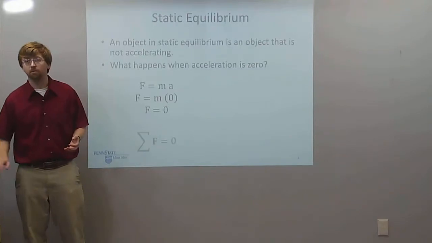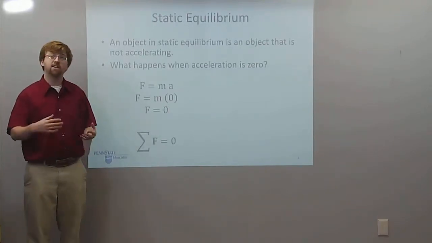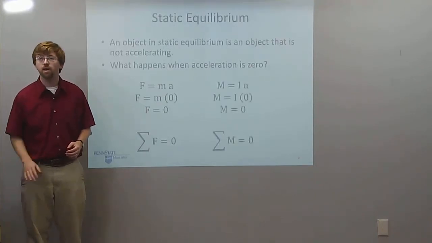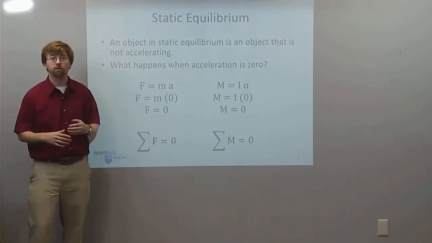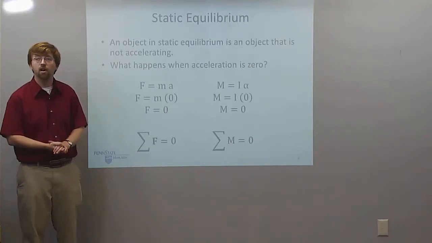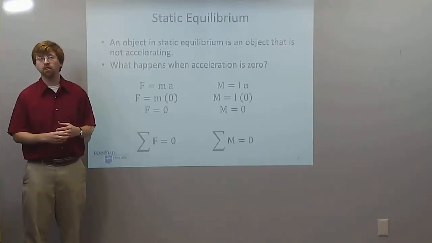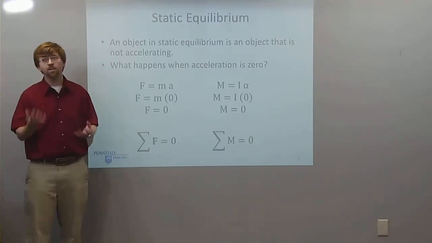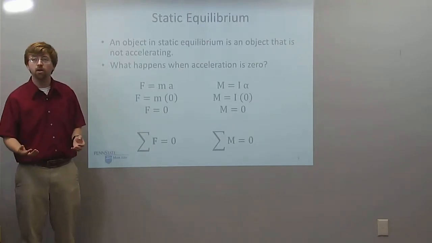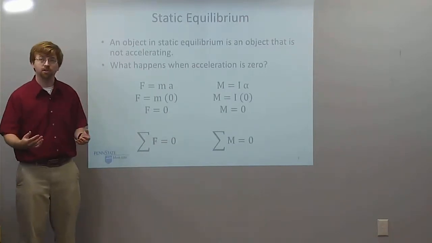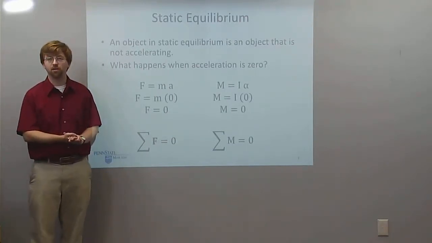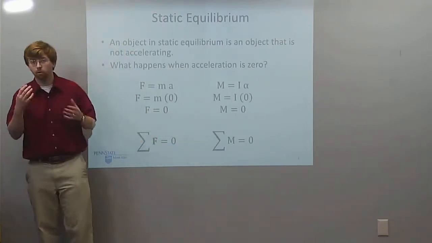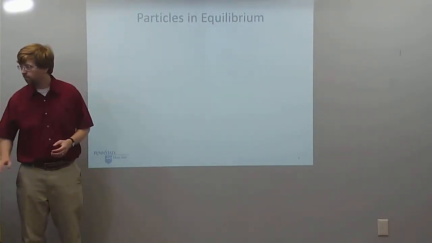Or really, what this means is the sum of all the forces, the net force acting on the object, is going to be equal to zero. We can also do the same thing with the moment equations. So this is the rotational version of Newton's second law. The moment equals the second moment of inertia times the angular acceleration. That angular acceleration is also going to be equal to zero. If that's true, then the moment equals zero. Really, the sum of all these moments is going to be equal to zero. So these two equations down here are known as the equilibrium equations.